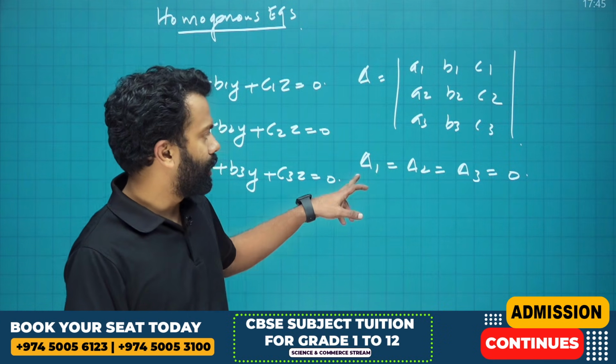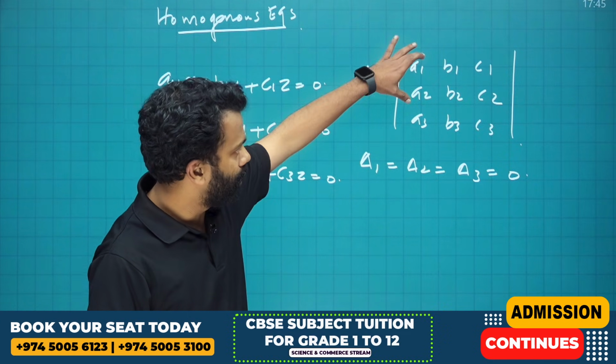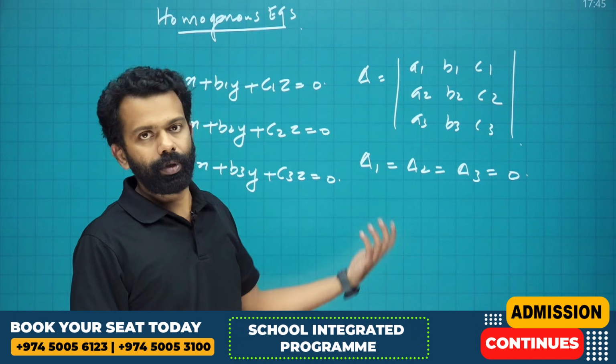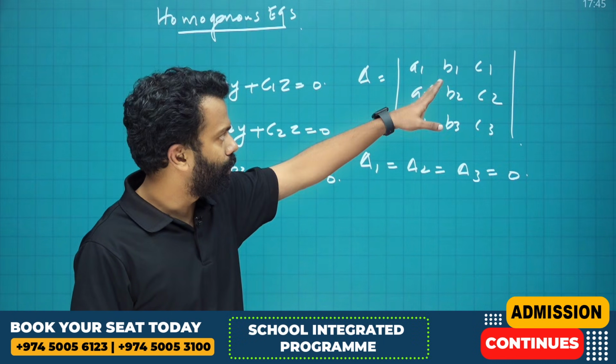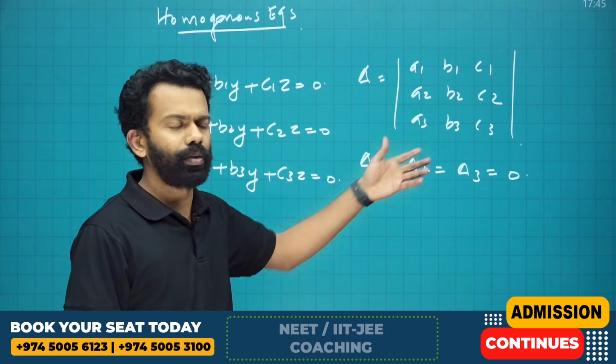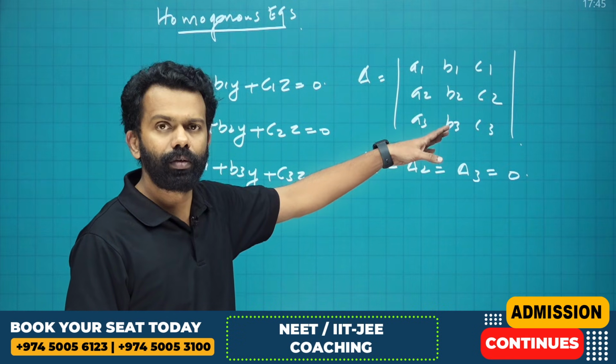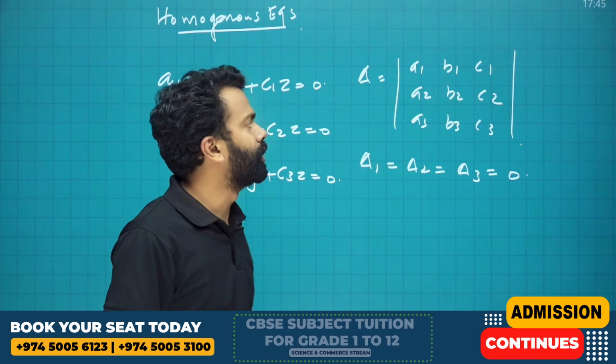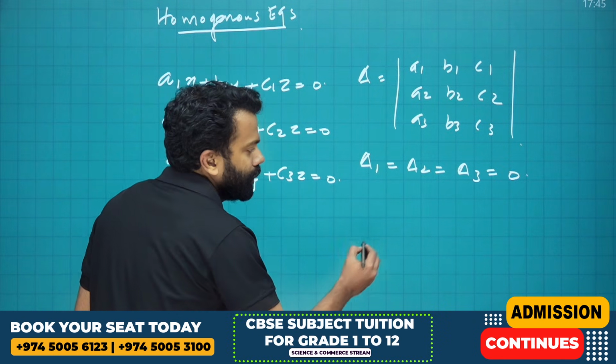Because for finding delta 1, what we need to do is detach the first column from here and attach 0, 0, 0 here. Okay, we know from the properties of determinants that if all the elements of a row or all the elements of a column become 0, then the net value of the determinant will be equal to 0. So this will be 0 for all the cases. We don't have to bother much about that. But here we need to study two cases.